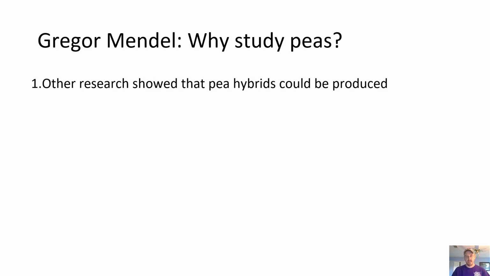Okay, so why study peas? Mendel's interested in heredity. We didn't know how it worked. We thought organisms just sort of blended together, like mom and dad blend together somehow to make an offspring. But we didn't know if there were rules to this or how it worked or what structures were passing these traits on. We knew nothing.